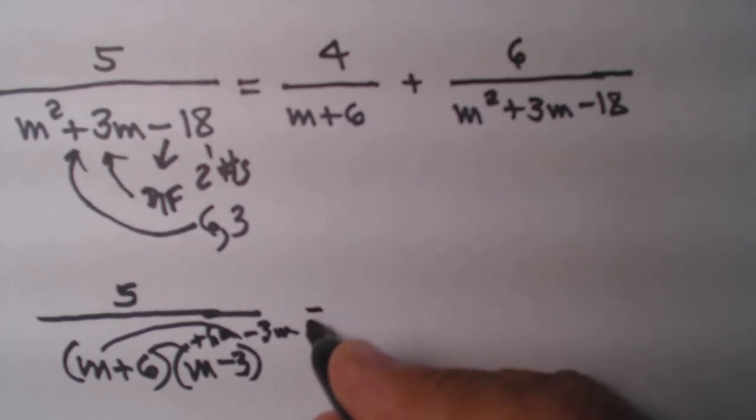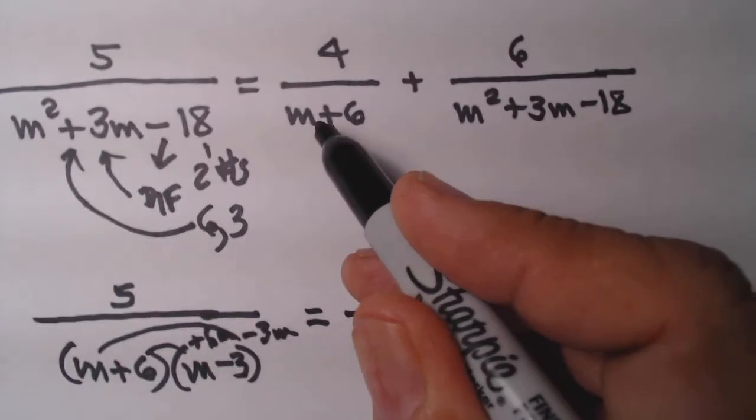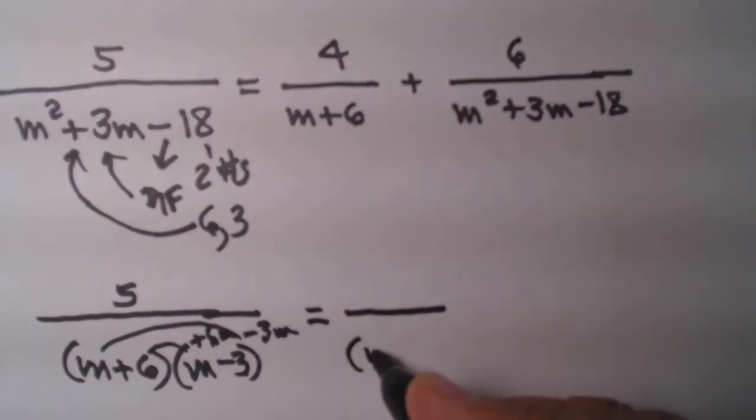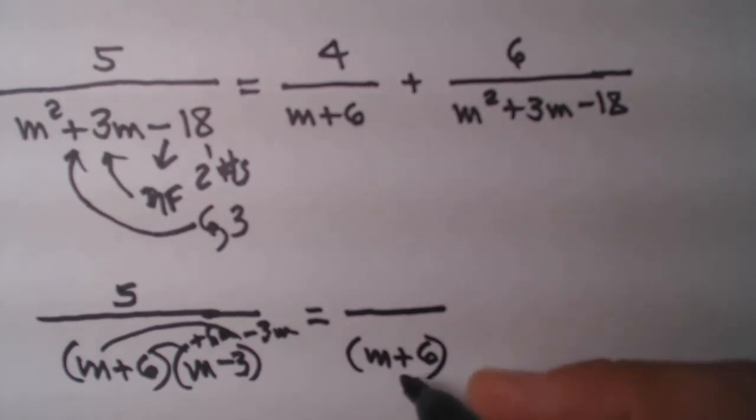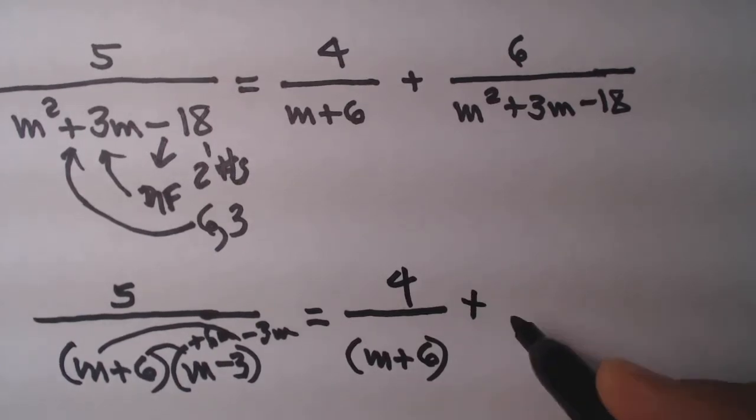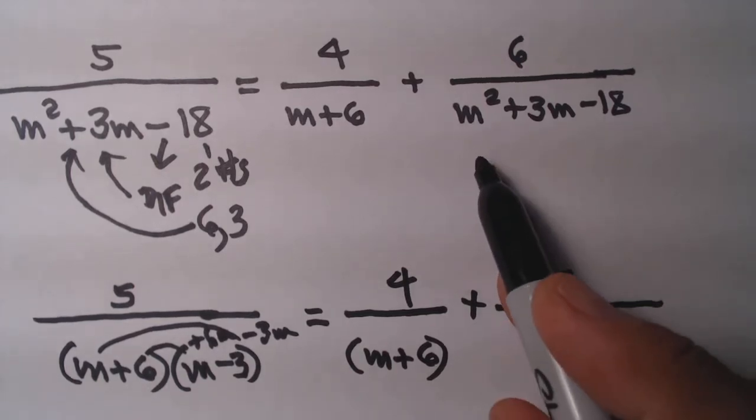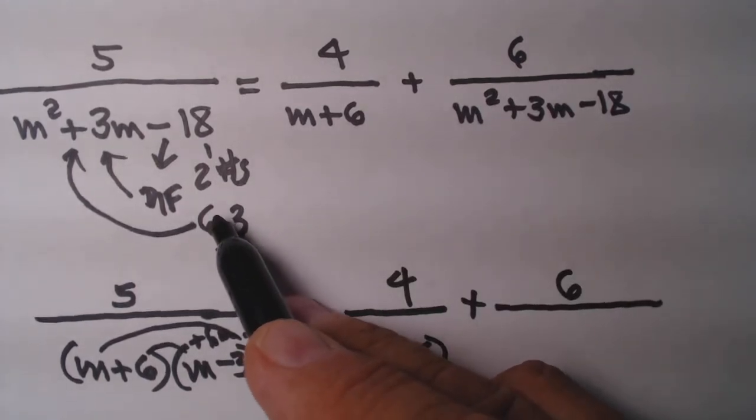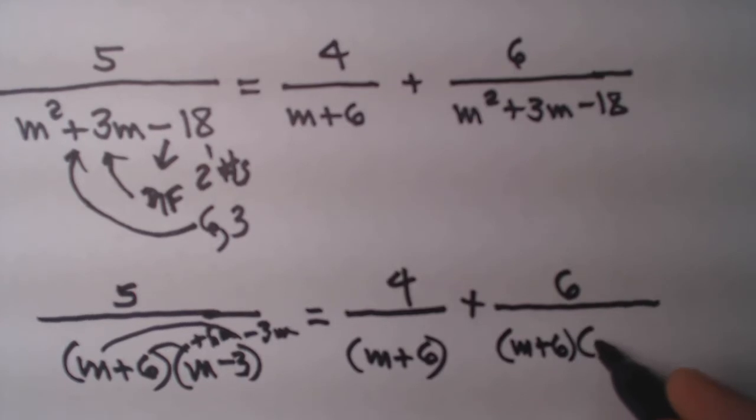Now, let's continue on the right side. Notice here, all we can do with the m plus 6 is put parens around it. There's nothing else that we can factor out of it, so there it is. The 4 remains upstairs. Now, this last guy, we got a little gift here. We got the 6 upstairs, but notice the downstairs happens to be the same as the first fraction on the left over here. So we know that this factors into m plus 6 times m minus 3.